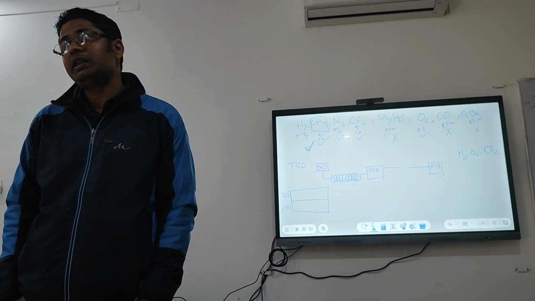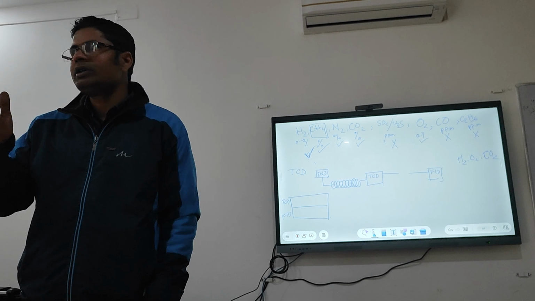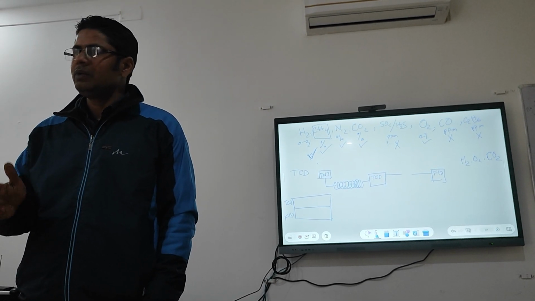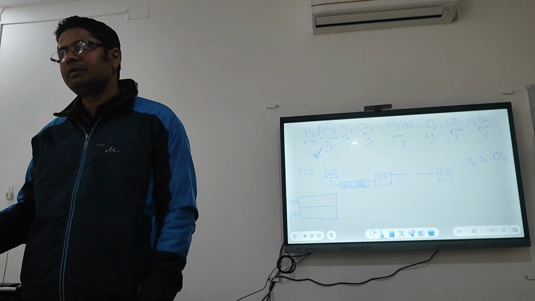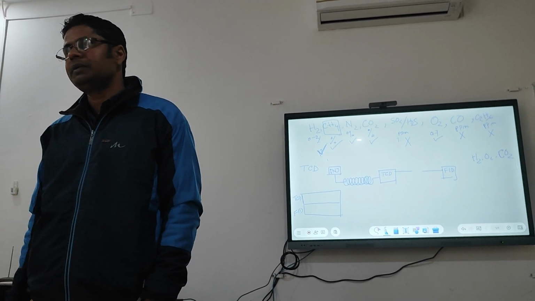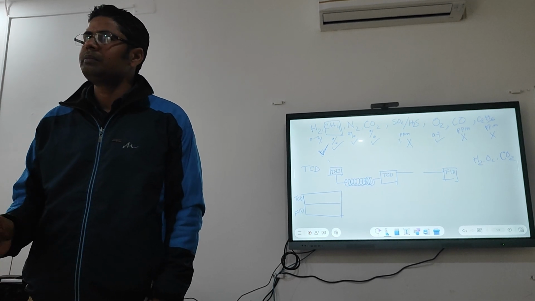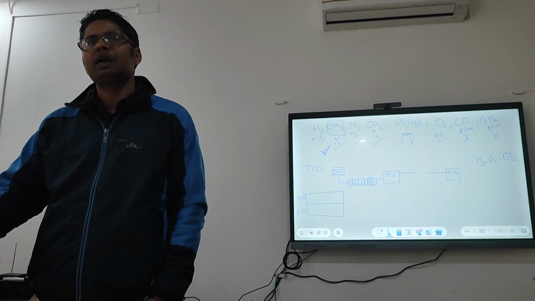Which things restricted them from coming out? Which things are responsible for separation? Which thing is responsible for elution at different times? Why not at the same time that they are injected? Why are they not eluting at the same time? Which things restricted them? Why hydrogen first? Why CO2 at the last? Why?